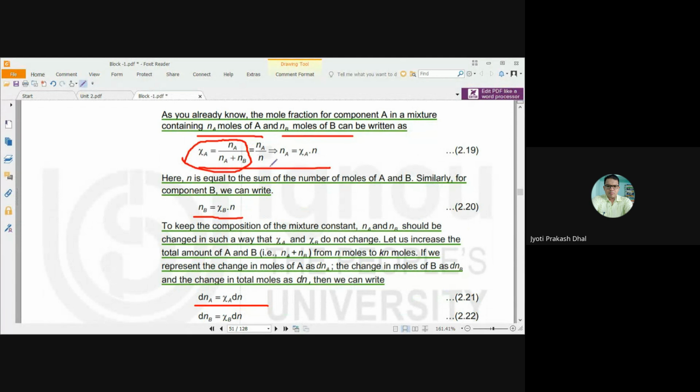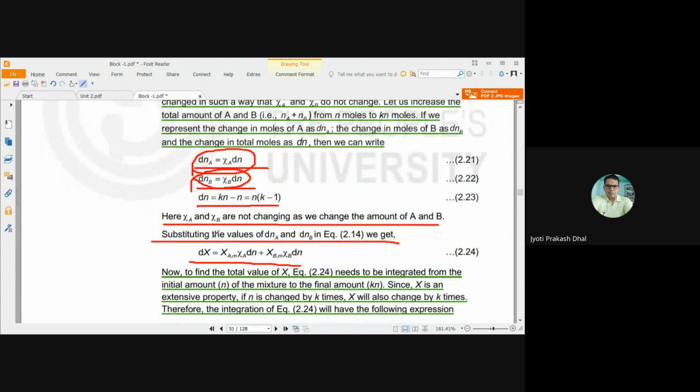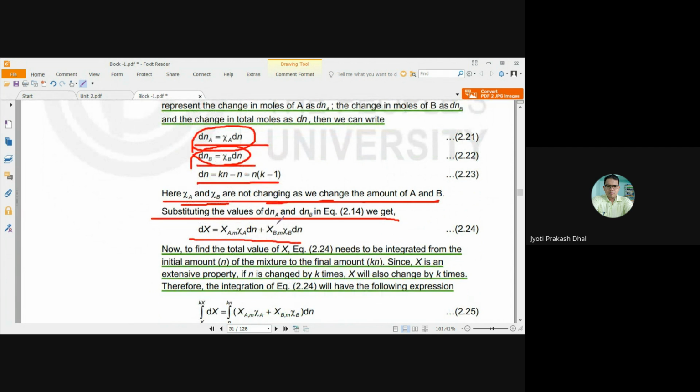And here dn equals kn minus n, that is equal to n into (k minus 1). So here chi A and chi B are not changing with change in the amount of A and B. And substituting the values of dnA and dnB in this equation, we find dX equals XAm chi A dn plus XBm chi B dn. So this is equation number 24.